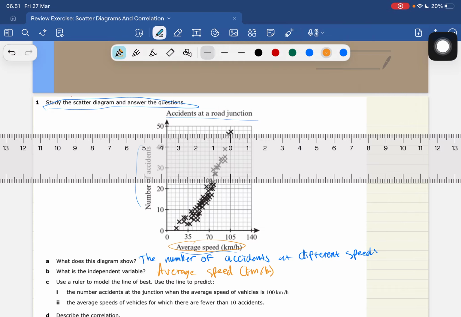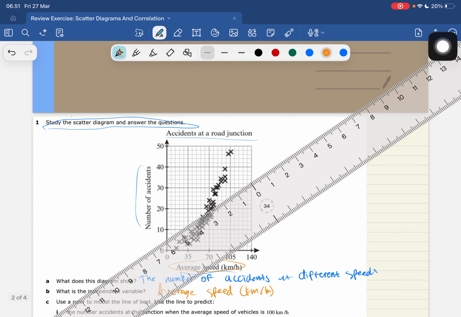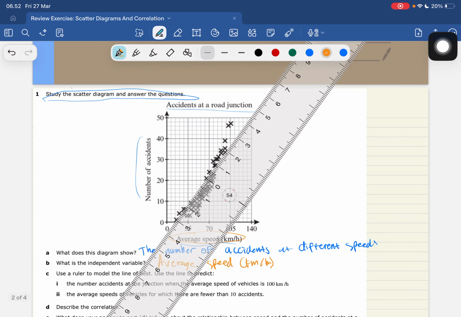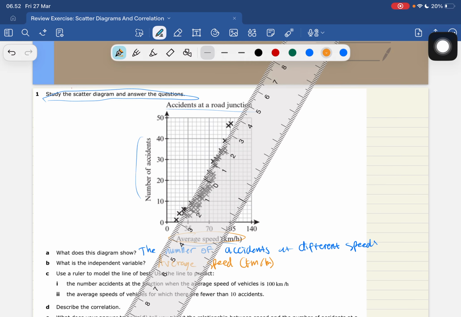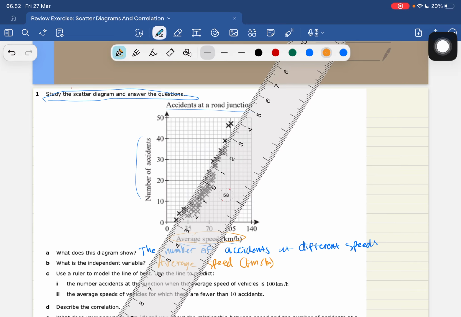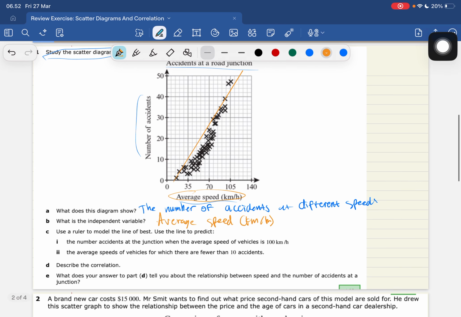Use a ruler to model the best fit line. Try to make the points as equal as possible on both sides. So the best fit line, I would say, is this. Now, the number of accidents at the junction when the average speed is 100. Let's say it is 100, so we can make just a straight line here.